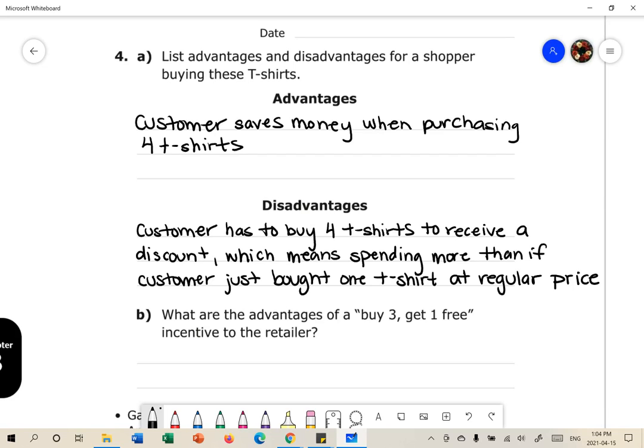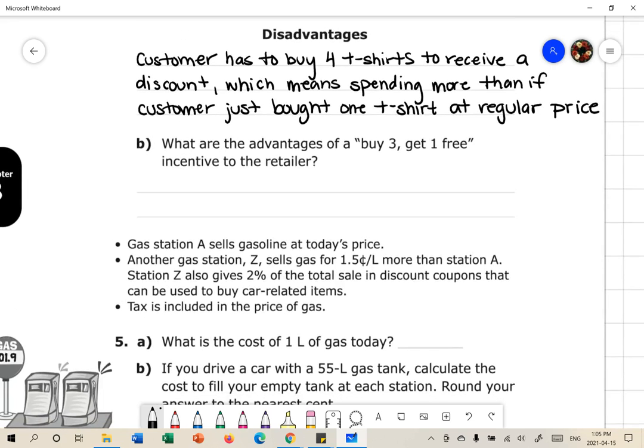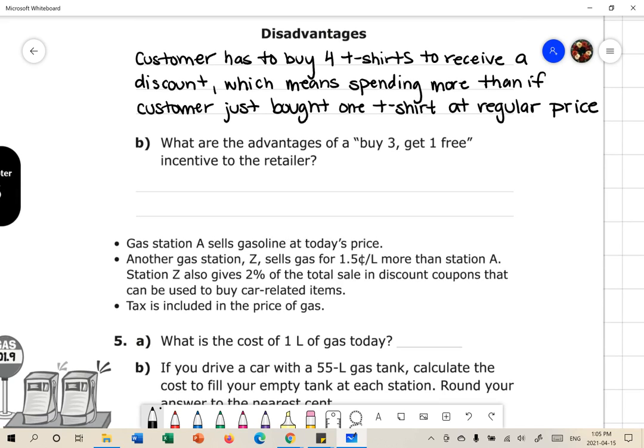What are the advantages of buying a buy 3, get 1 free incentive to the retailer? In part A, we outlined the advantage for the customer. Now in part B, it's asking what are the advantages for the retailer? Well, when they have a promotion, they're more likely to sell their items. These retailers are making room in their store for their fall and winter inventory at the end of the summer season by clearing out all the t-shirt inventory.